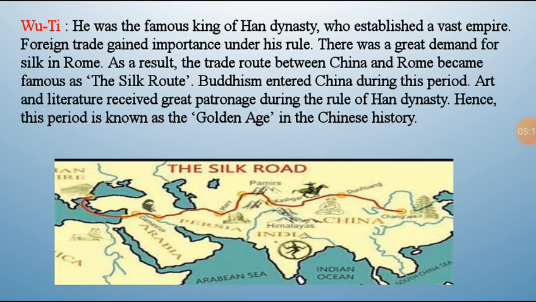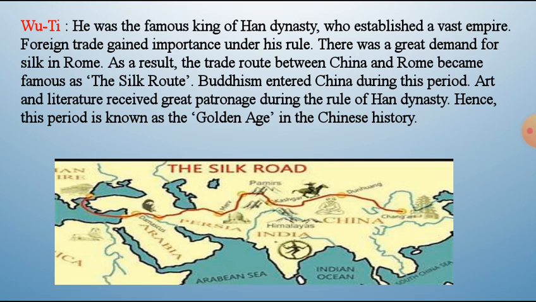Wu Tai was the famous king of the Han dynasty who established a vast empire. Foreign trade gained importance under this rule. There was a great demand for silk in Rome. As a result, the trade route between China and Rome became famous as the Silk Route. Buddhism entered China during this period. Art and literature received great patronage during the rule of the Han dynasty. Hence, this period is known as the Golden Age in Chinese history.